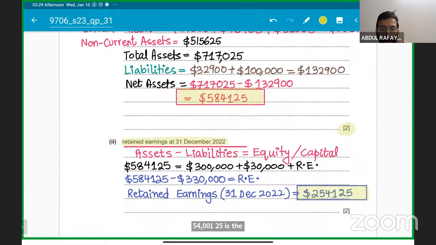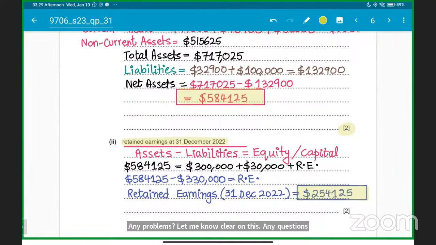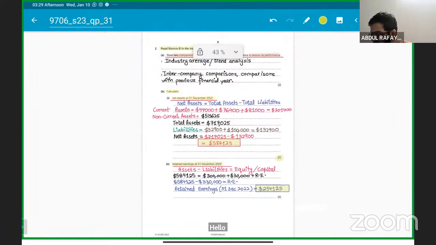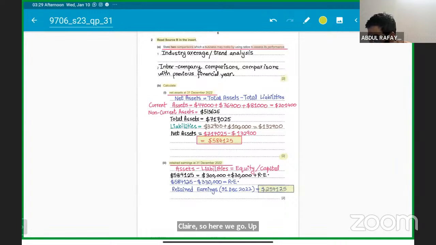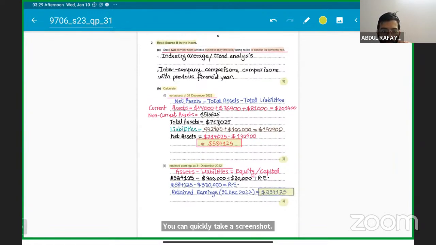Okay, everyone got this clear? For the year ended 31st December 2022. Any doubts, any problems? Let me know. Clear on this? Any questions? Clear. So here we go. Up till now, this page is done. You can quickly take a screenshot. We have already got 6 marks out of the 25 marks for this question. Let me know quickly, so I'll move forward.